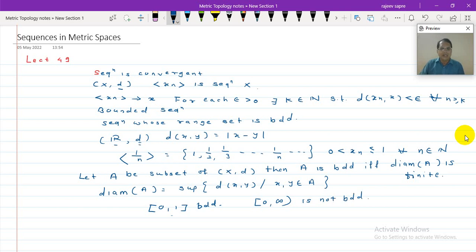So now we are going to relate convergence of a sequence and boundedness of a sequence. So you must understand these concepts first. That is what we have written. What is meant by a sequence being convergent is written here. And what is meant by a sequence being bounded is also written here: a sequence whose range set is bounded. And what is meant by range set? All the terms of the sequence you write as a set. If that set is bounded, the sequence is bounded. If the set is not bounded, the sequence is not bounded. That is what we should know about this concept. Now we are going to proceed further.